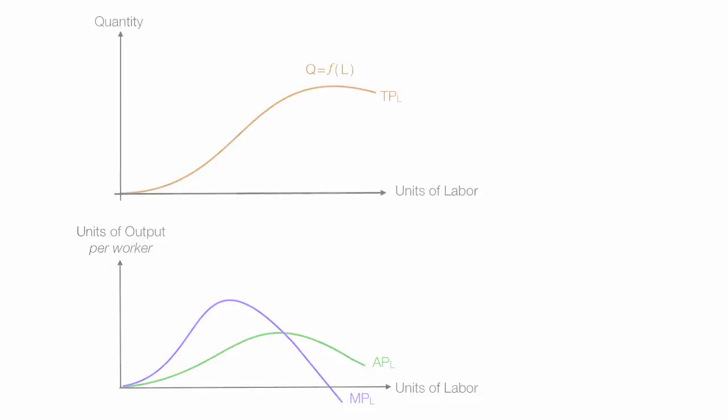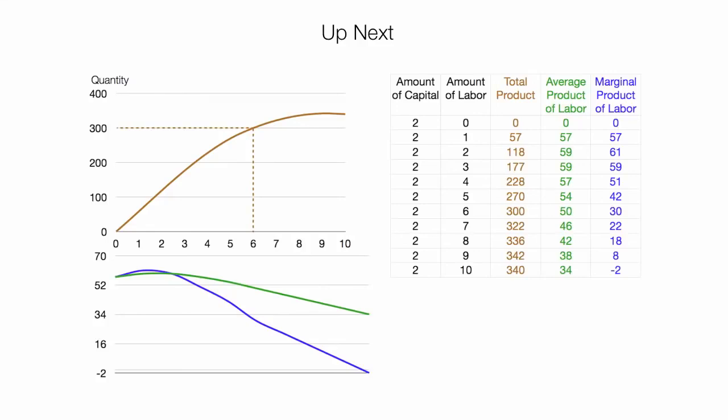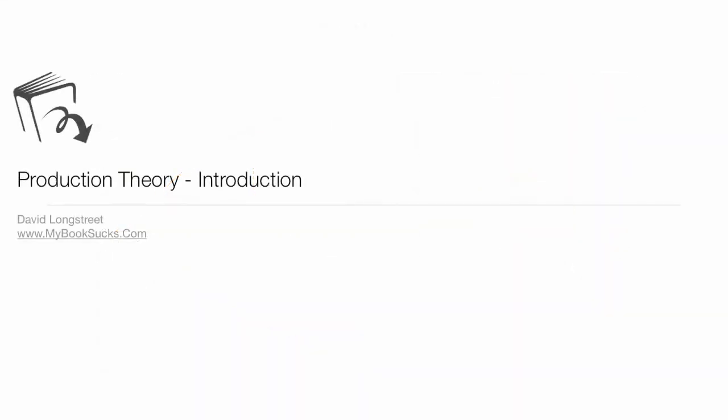Up next, I'm going to do the same thing, but I'll use numbers. And I'll talk about total product, average product, and marginal product of labor, and I'll use numbers.